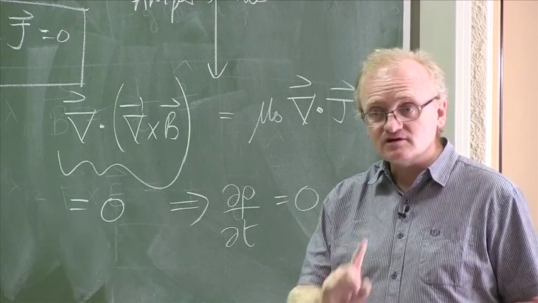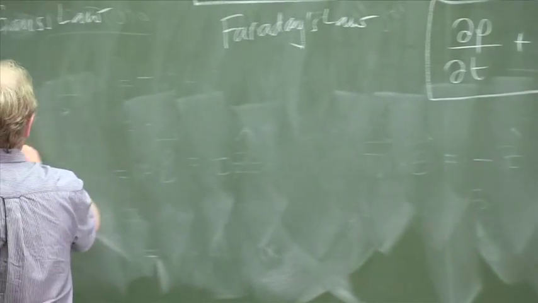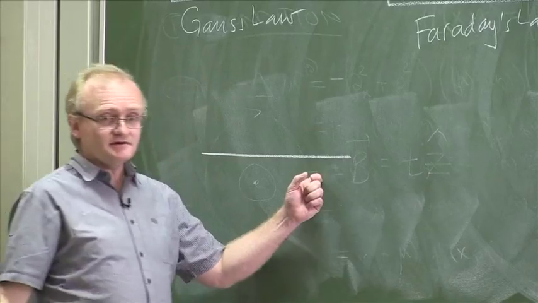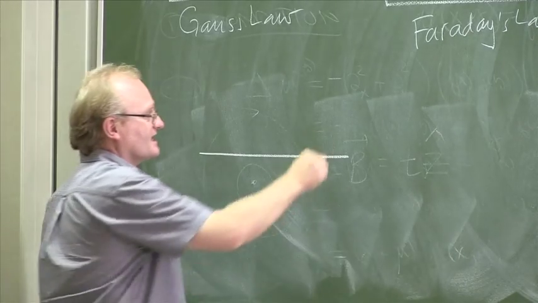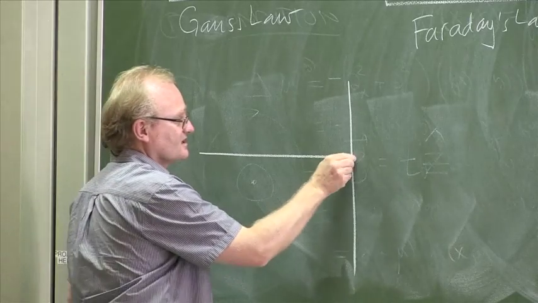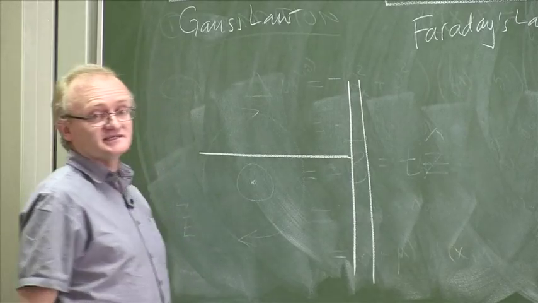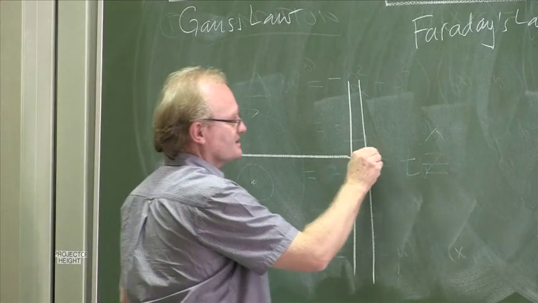So I want to consider the following situation. I'm going to have a piece of wire and a conducting plate. And then over here, I'm going to have another conducting plate and a piece of wire.